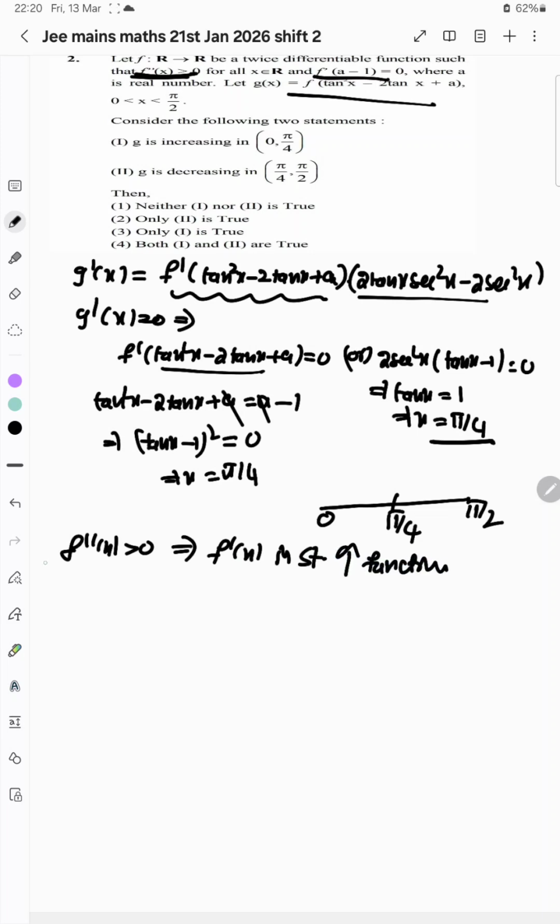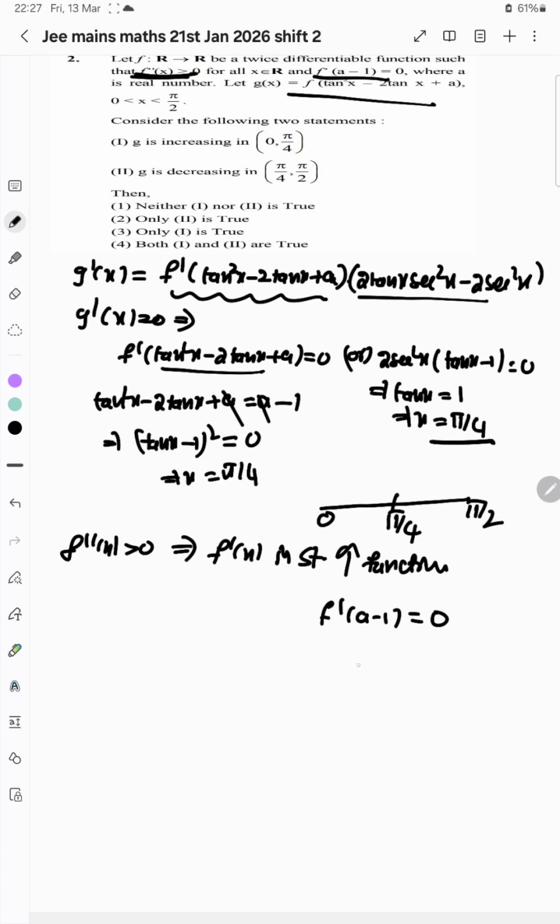because f dash of x is the derivative, we only know f double dash of x. So f double dash of x positive means f dash of x is a strictly increasing function. When f dash of x is strictly increasing, now you can see here. From the data you can observe f dash of a minus 1 is equal to 0, they gave. Okay, f dash of a minus 1 is 0 they mentioned. And we found here already f dash of x is a strictly increasing function.